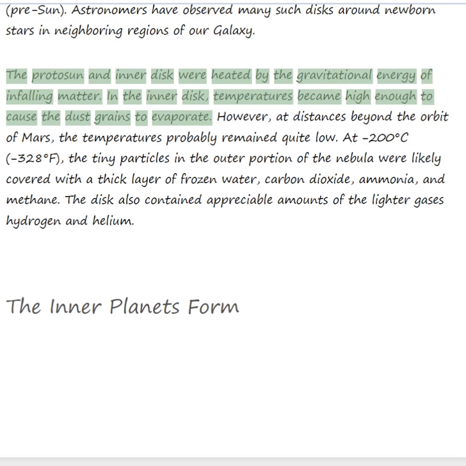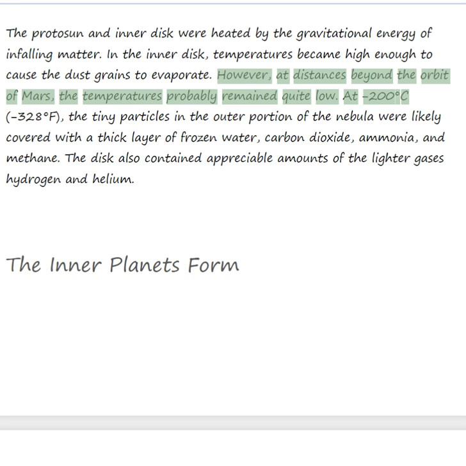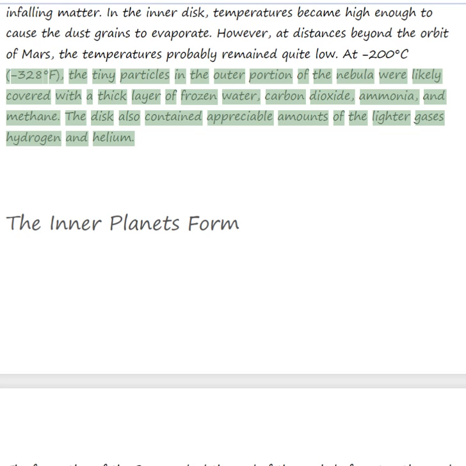The protosun and inner disk were heated by the gravitational energy of infalling matter. In the inner disk, temperatures became high enough to cause the dust grains to evaporate. However, at distances beyond the orbit of Mars, the temperatures probably remained quite low, at around -200 degrees Celsius. The tiny particles in the outer portion of the nebula were likely covered with a thick layer of frozen water, carbon dioxide, ammonia, and methane.